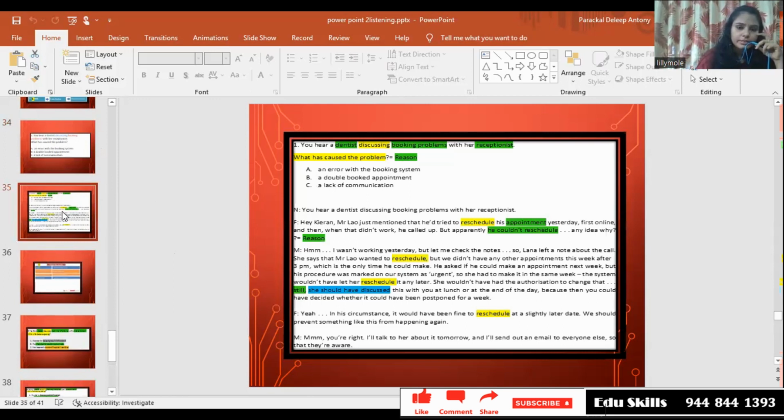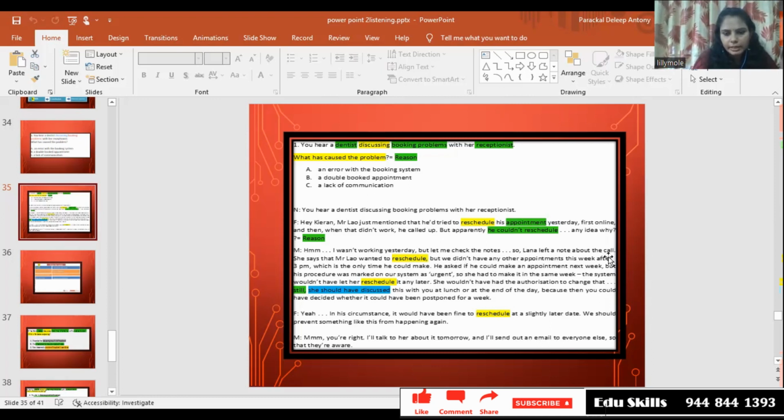If we go through the script, we can see that you hear a dentist discussing booking problems with her receptionist. First, the doctor tells her receptionist that Mr. Lau just mentioned he had tried to reschedule his appointment yesterday, first online, and then when that didn't work, he called up. But apparently he couldn't reschedule. Any idea why? That is the reason, so here it is asking about the reason what caused the problem. Then the receptionist says, I was not working yesterday, but let me check the note. So Lana, the other receptionist who was working yesterday, left a note about the call. She says that Mr. Lau wanted to reschedule, but we didn't have any other.